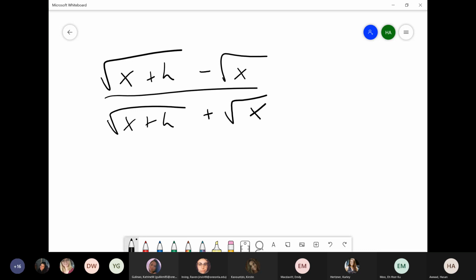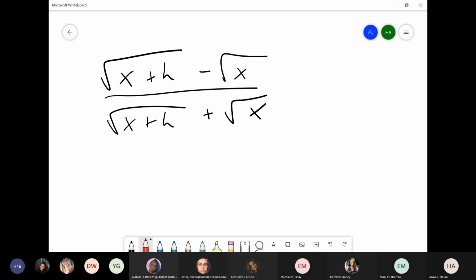Okay, so don't think you're going down a deep dark road. If you still end up with square roots, what matters is that you're following the directions and rationalizing the specific area. So for 73, we're supposed to be rationalizing the denominator, right? So we're going to focus our attention mainly down here on the square root of x plus h plus the square root of x.